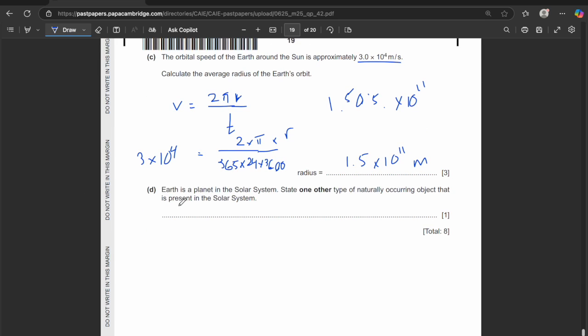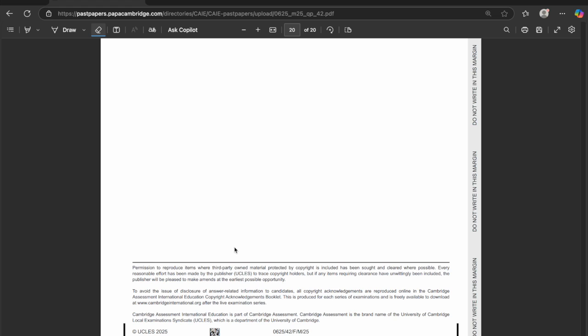D. Earth is a planet in the solar system. Name one other type of naturally occurring object that is present in the solar system. The most obvious one is probably the Moon, which is orbiting the other planets. You can also write asteroids, comets, those kinds of things. The Moon is also one of the natural satellites. So this is the end of the paper, and go back to your studies.